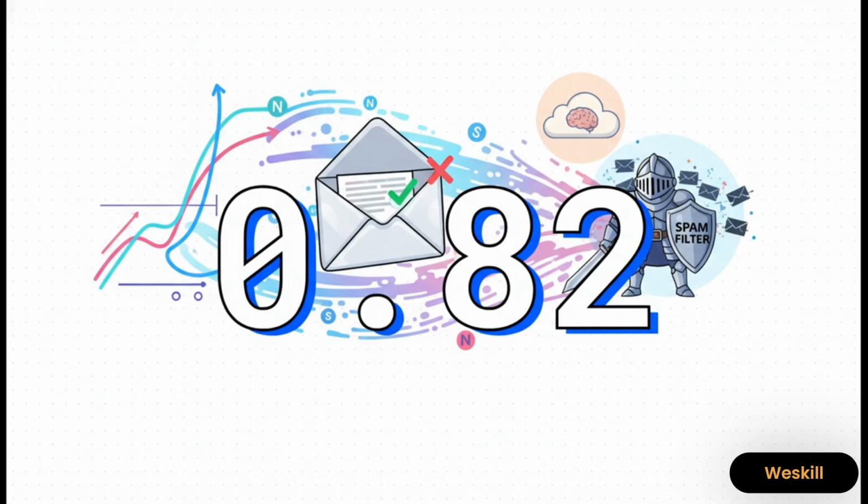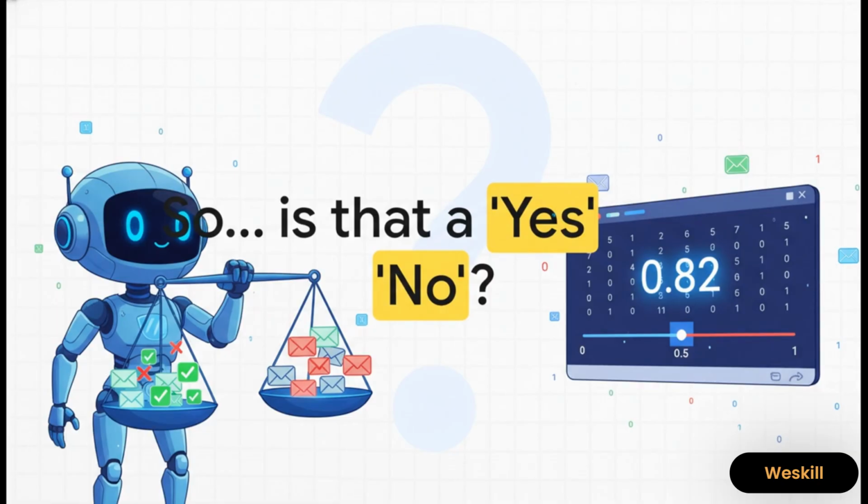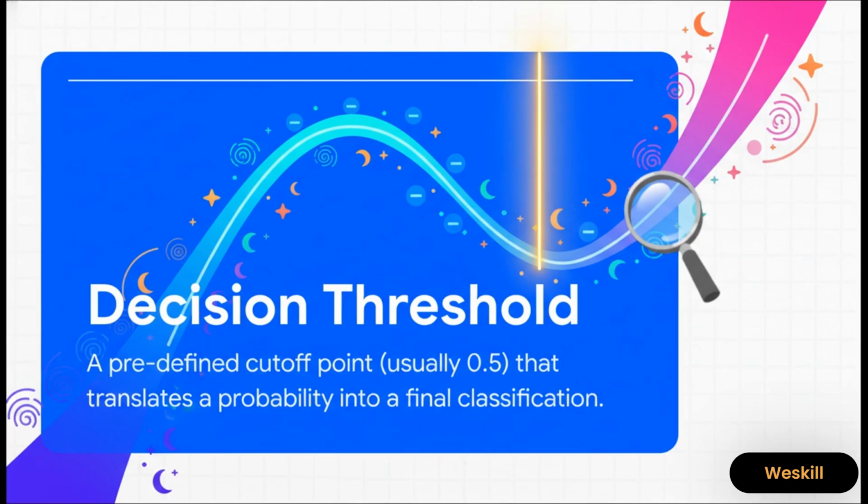Let's say our model looks at an email, and after all its work, it spits out this number, 0.82. This is the model's calculated probability that the email is spam. So what do we do with that 0.82? Is that a yes, it's spam, or a no, it's fine? The computer needs a clear, simple rule to follow to make the final call. And that rule is called the decision threshold. You can just think of it as a line in the sand. It's a cutoff point that we decide on ahead of time, and it's what turns that probability into a final answer. Most of the time, we just draw that line right down the middle, at 0.5.